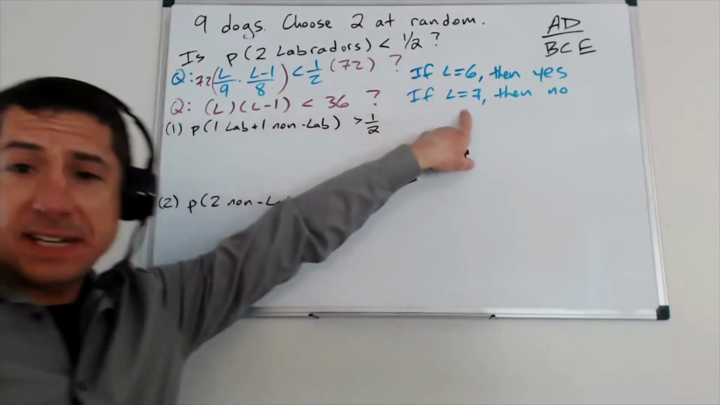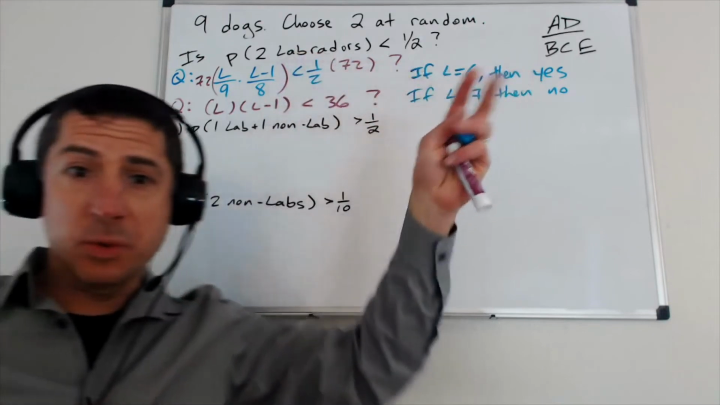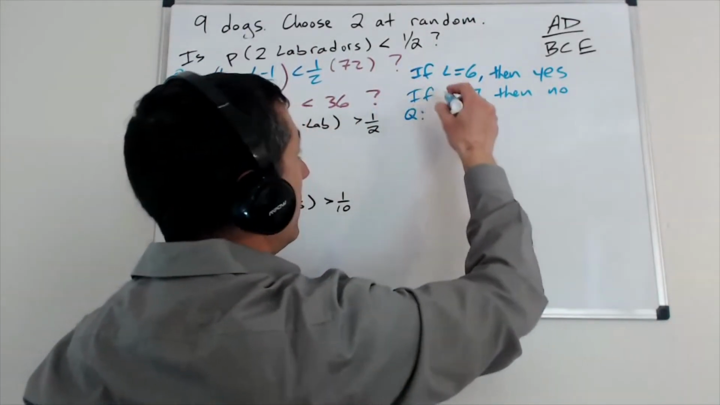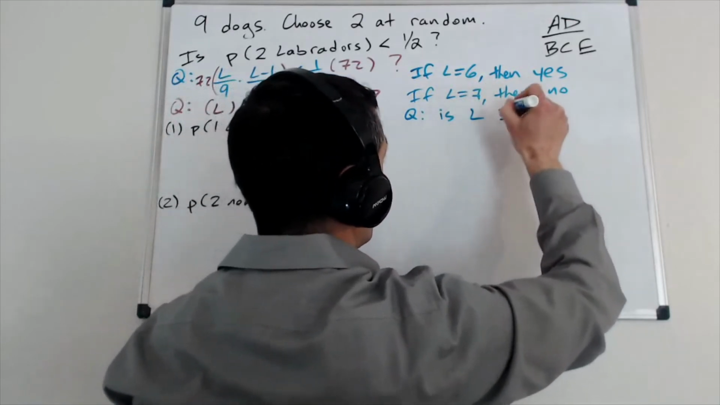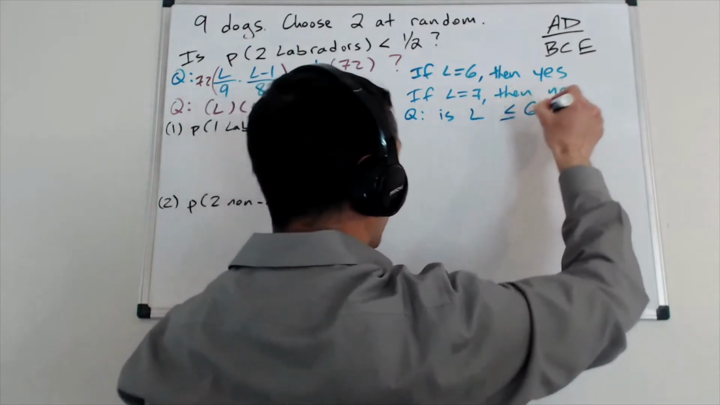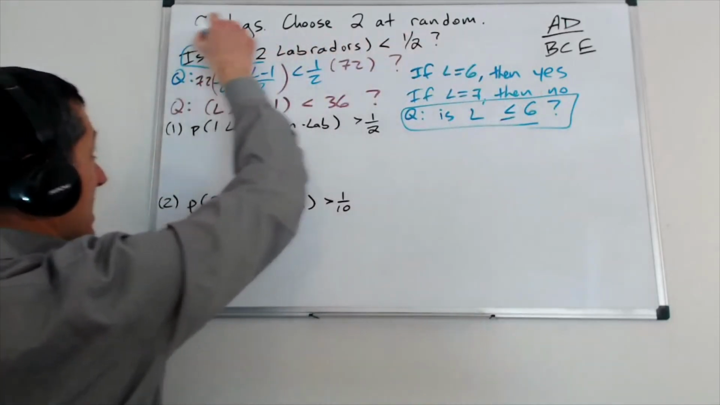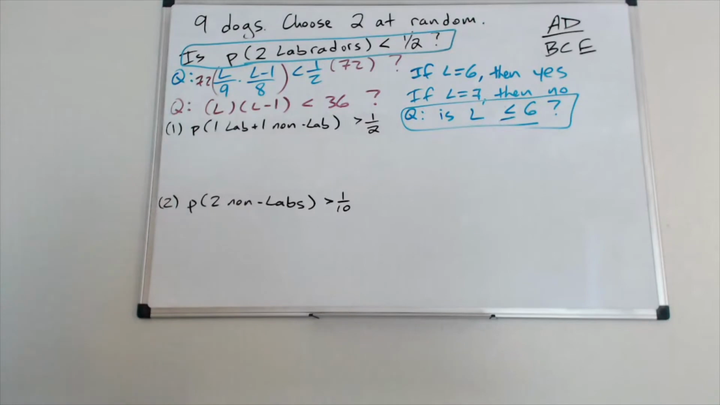If I have 7, 8, or 9 Labradors, then it must be true that the probability of getting 2 of them will be greater than a half. So now I can rewrite this question. Is the number of Labradors less than or equal to 6? Logically absolutely equivalent to this guy. Okay, great. Let's tackle statement number 2 here.